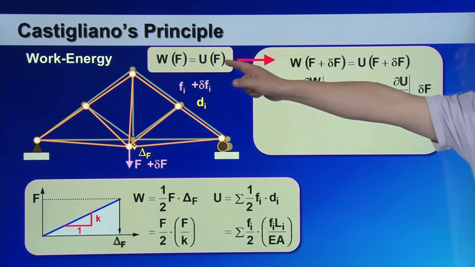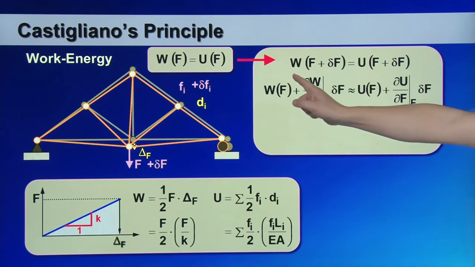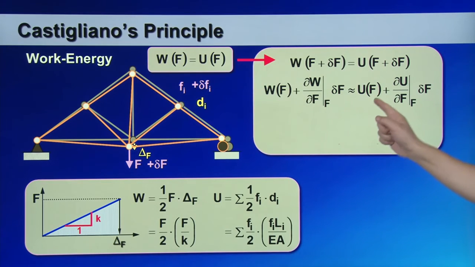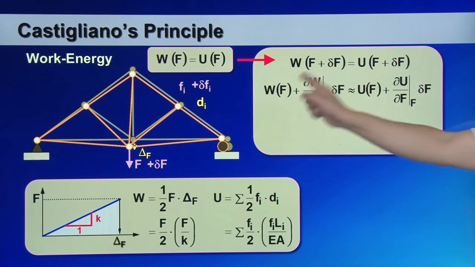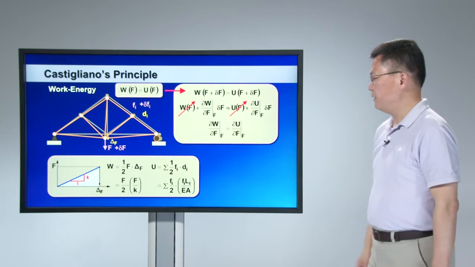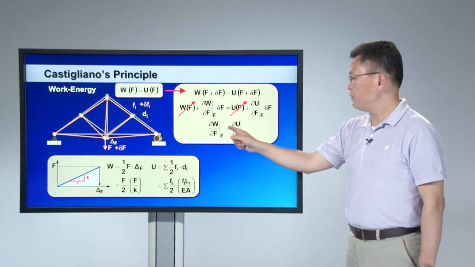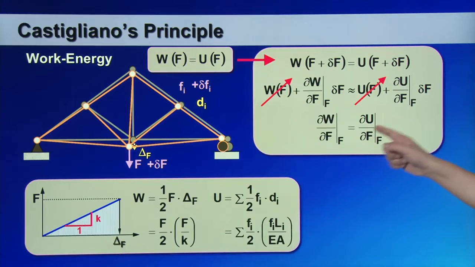According to the original work and energy principle under equilibrium, W(F) should be equal to U(F). So I can cancel the first term on the left and on the right. So this is what I will have. It tells me that ∂W/∂F is equal to ∂U/∂F.